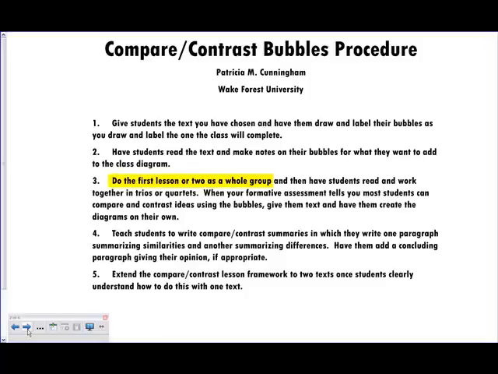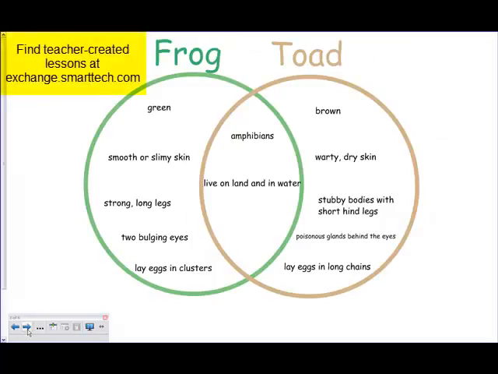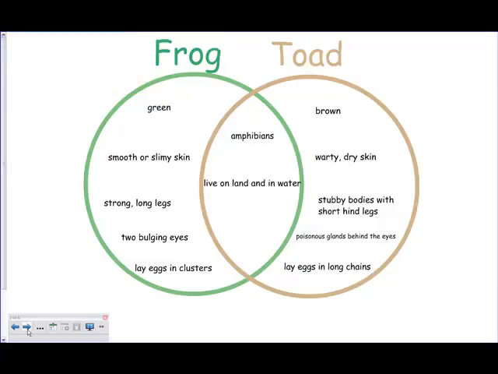So before I show the specifics of how it can be set up for your own students, let's look at a few teacher-created examples. These can all be found in the Smart Exchange. Here's a page from a Smart Notebook lesson. Students read a text on frogs and toads, and then they completed this double bubble with characteristics of each animal.